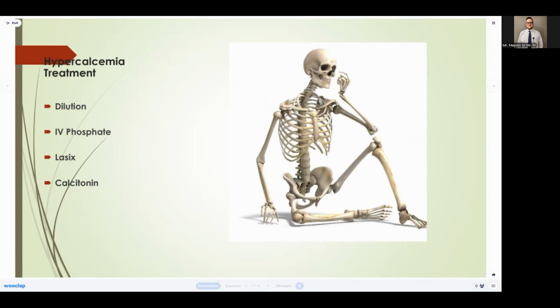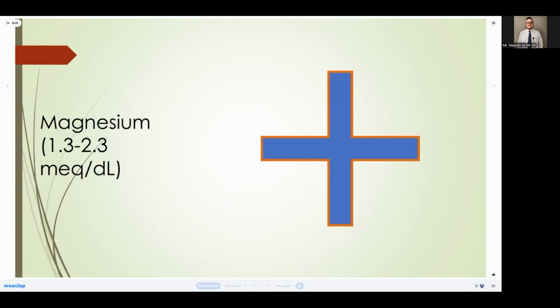Some of the treatments for too much calcium, hypercalcemia, is trying to dilute our blood back down. So fluid replacement to dilute that and promote calcium going back into cells. IV phosphate, so phosphorus is one of the electrolytes that has an inverse relationship with calcium. Lasix, to get rid of some fluid and get calcium to go back in the cells. And then calcitonin is a hormone secreted by our thyroid gland that tries to regulate calcium by bringing it down. So we might do some calcitonin replacement.